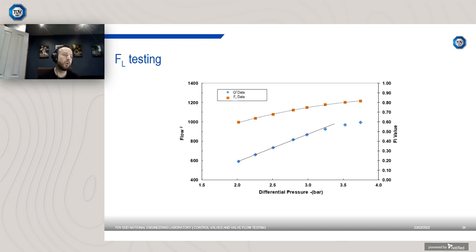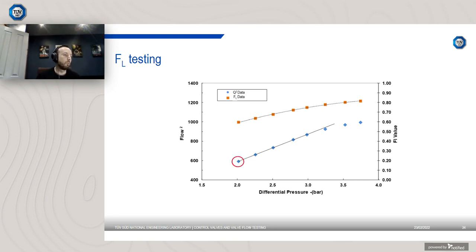So on the bottom, we have the differential pressure across the valve. On the left axis, we've got the flow rate squared, and on the right, we have the calculated FL number. So under non-cavitating or non-choked conditions, the differential pressure versus the flow rate squared should have a linear relationship. So you can see the initial points are lying on this straight line, but they start to bend away from the line. So that bending away is cavitation forming, it's vapor forming within the valve. And what we need to do is determine when they start to deviate from this straight line.